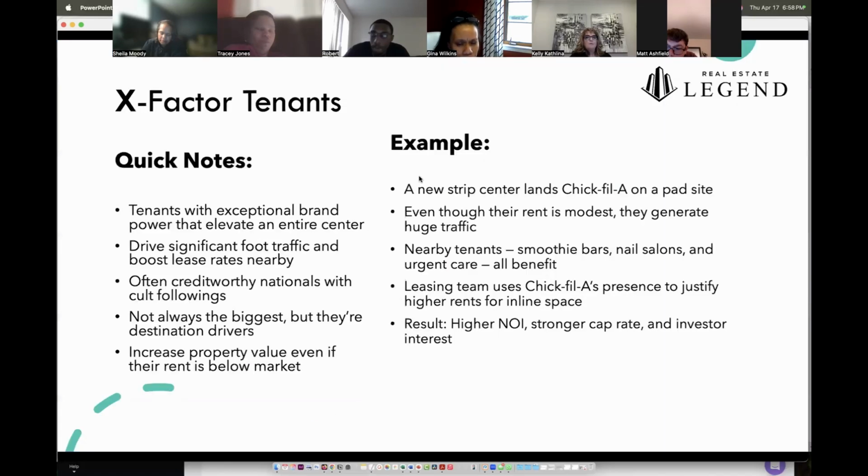X factor tenants. So these are people that are really helping bring you traffic. So exceptional brand power. Going back to the Chick-fil-A on the pad site, to the Target, the Starbucks. This is going to help you big time. You just got an X factor tenant in here now. So like, hey, this is going to bring up the value of my plaza, and now I can charge good price per square footage to other tenants that are coming in.